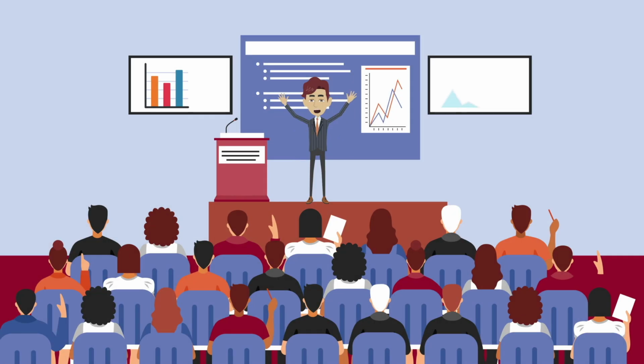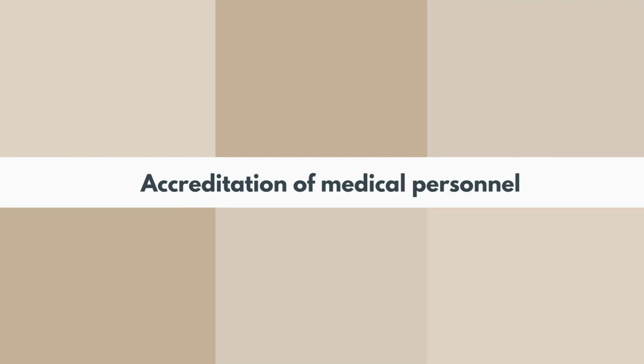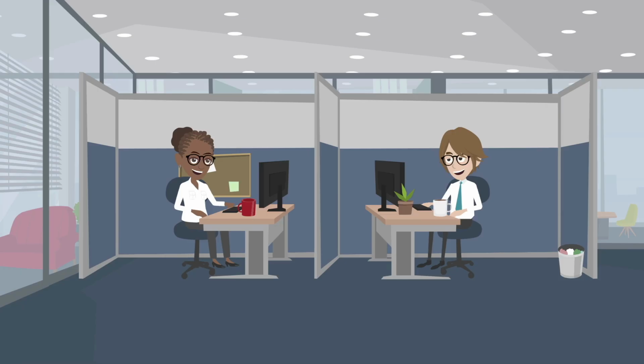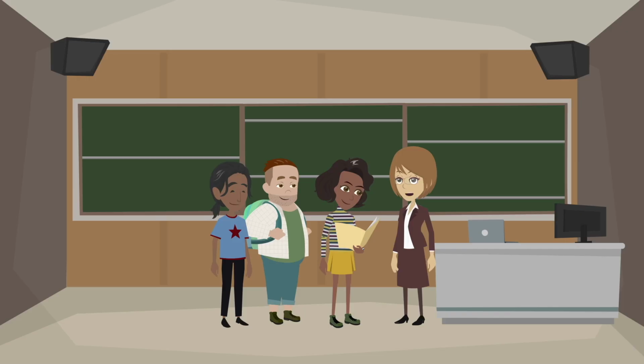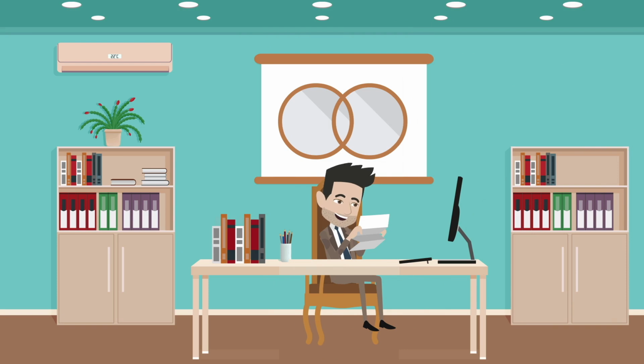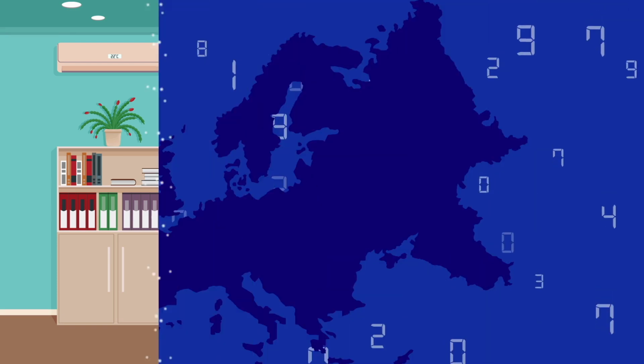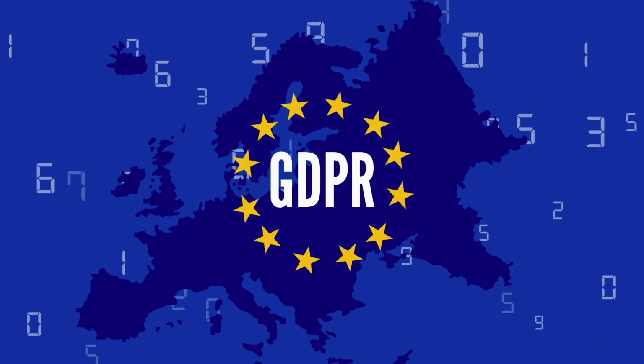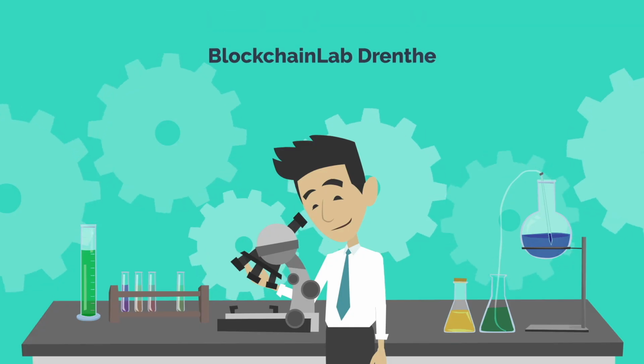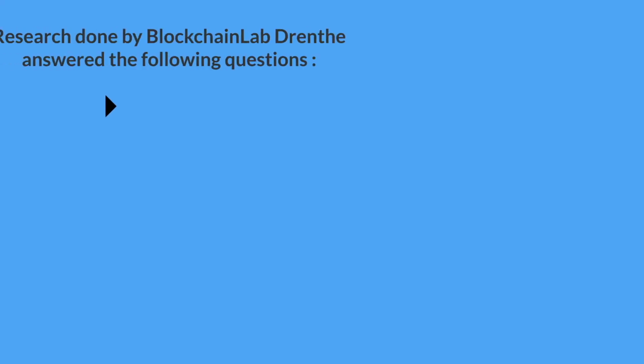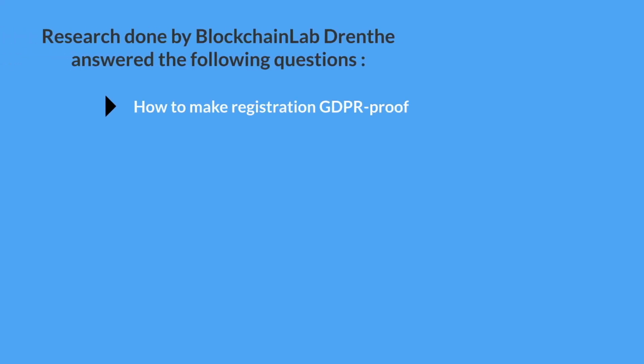Sometimes attendees need to prove to verifiers that they attended an event, course, or conference. For example, for accreditation of medical personnel, accountants, financial specialists, students, and everyone who must prove personal education points. Event organizers like to use attendance sheets or pictures to register attendancy. GDPR law makes these sheets hard to use. BlockchainLab researched how to make registration GDPR proof.